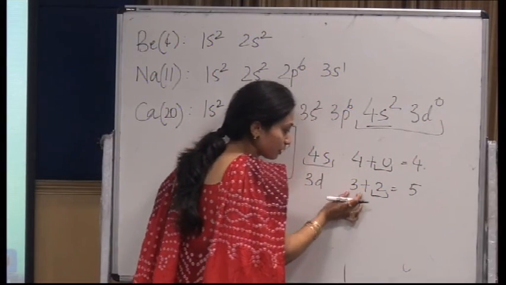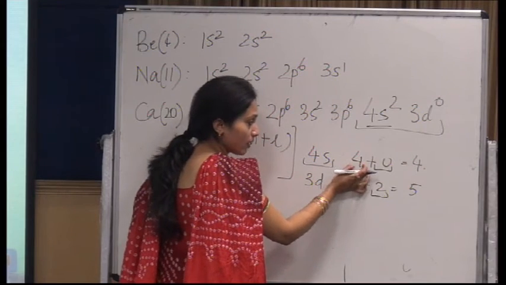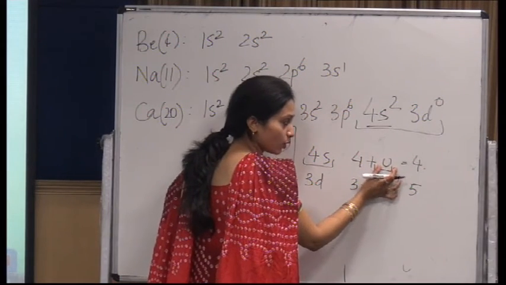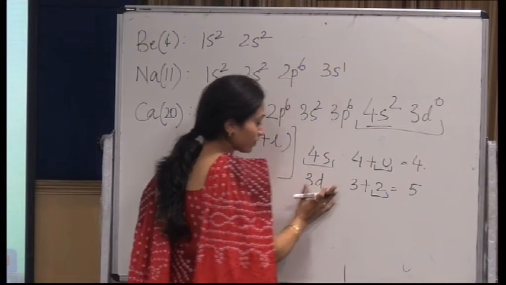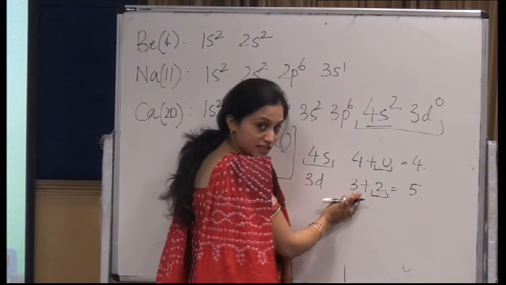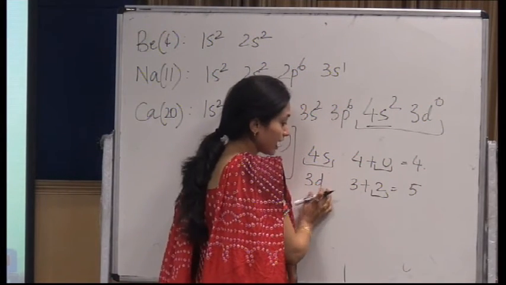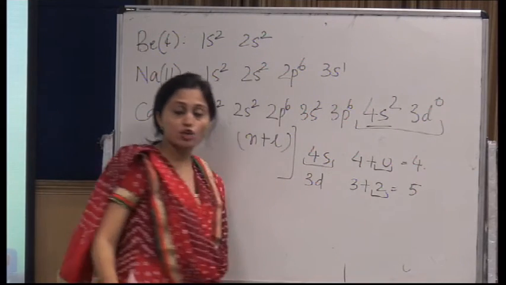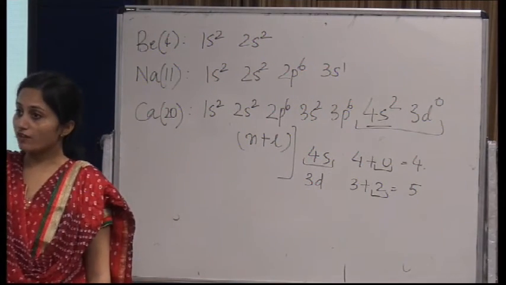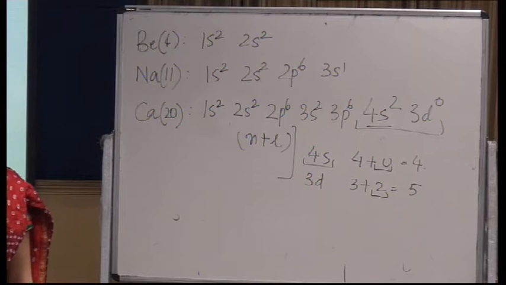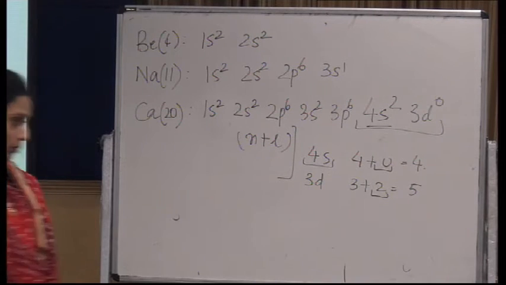This is the principal quantum number. For s, L is 0, so the total is 4. For 3d, n value is 3 and L value is 2, so it becomes 5. So according to the n plus L rule, whichever has a lower value of n plus L will get filled first. It will have lower energy.